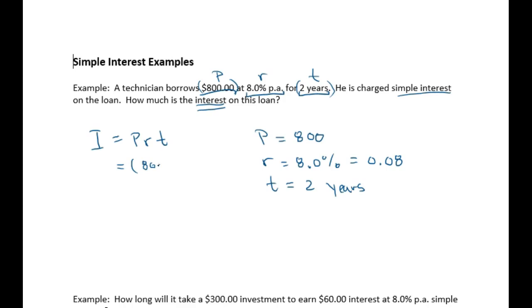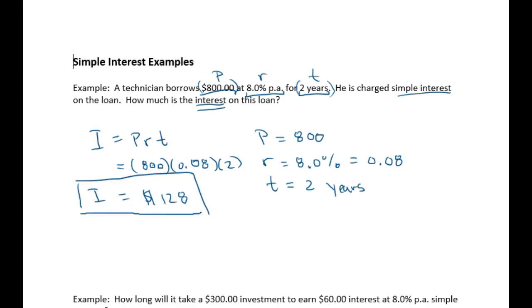So 800 times 0.08, and then we're doing that for 2 years. So plugging that into our calculator, we end up getting $128 for our interest. So over the 2-year period, for simple interest, we would be charged an extra $128 for that particular loan.